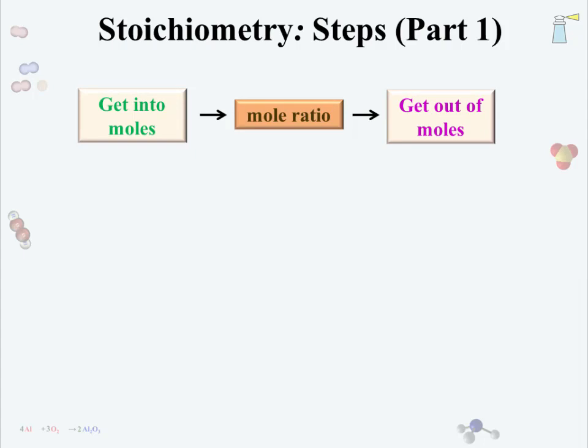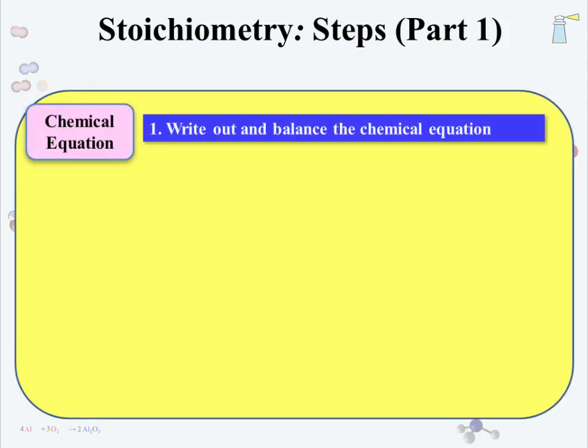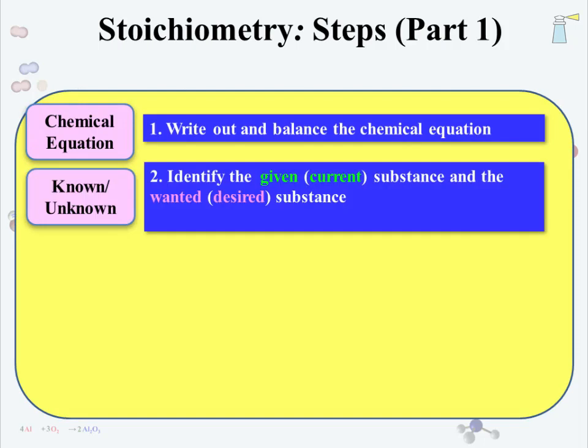In the next lecture, this procedure will be expanded upon to include the get into moles and the get out of moles part of the solution. Here we focus on the mole ratio and limit the problem and problem solving to amount information already given in moles. The very first thing to do is to write out and balance the chemical equation of the reaction. Since this part of a stoichiometry problem is essentially a conversion problem, the identification of the given or current substance and the wanted or desired substance is needed.